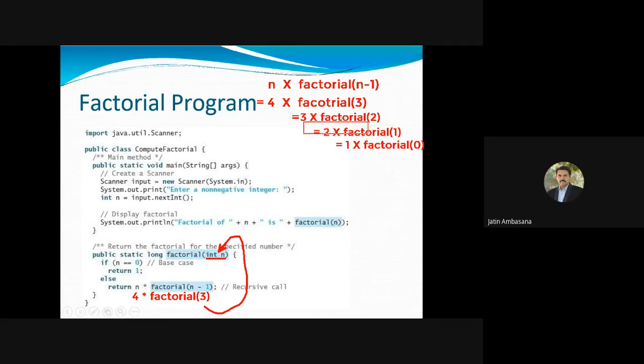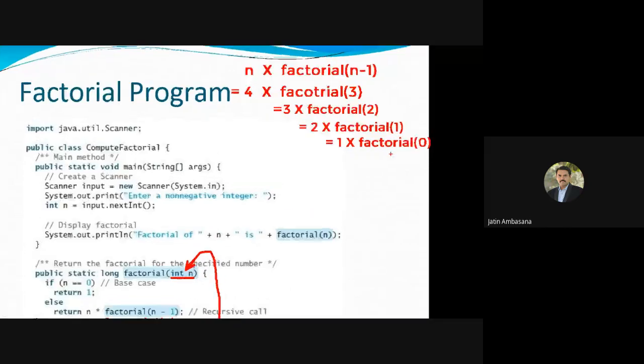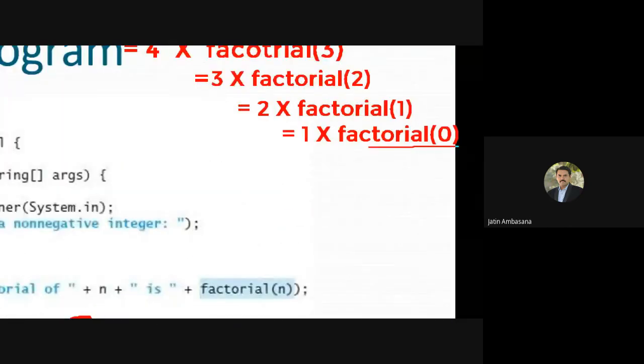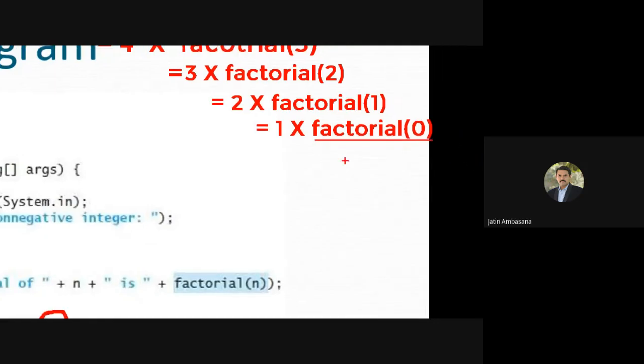Then again the call transfers, so it becomes 2 into factorial of 1. Again the call transfers, it becomes 1 into factorial of 0. And now this would start returning. What would factorial of 0 return? It would return the value 1. So this will be equivalent to 1 into 1.